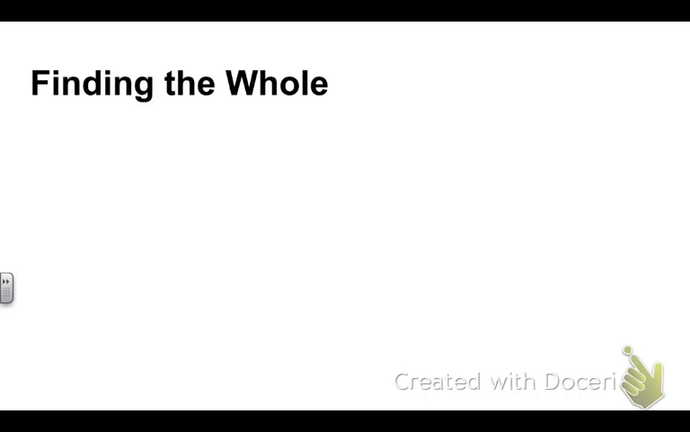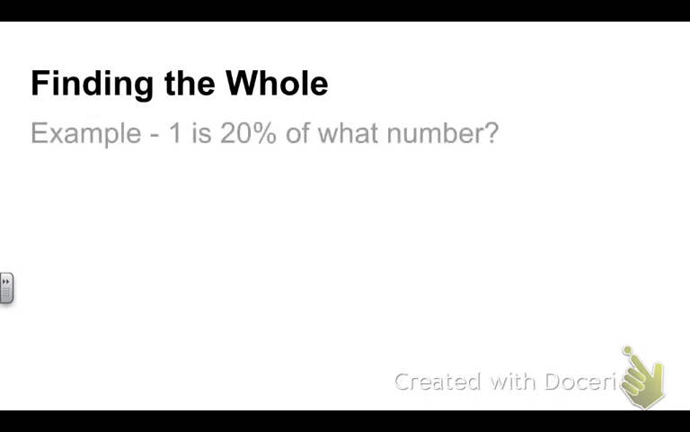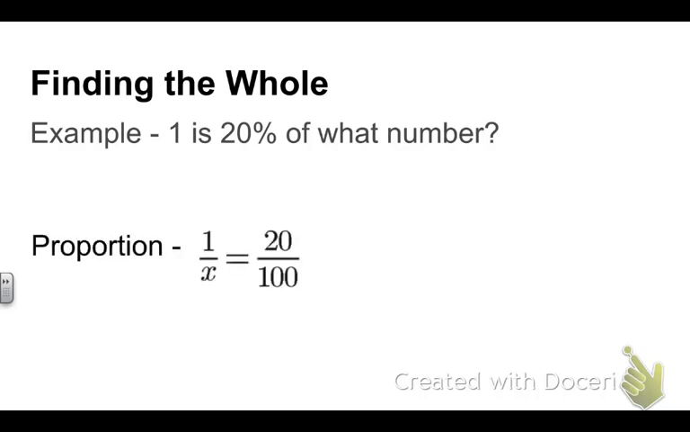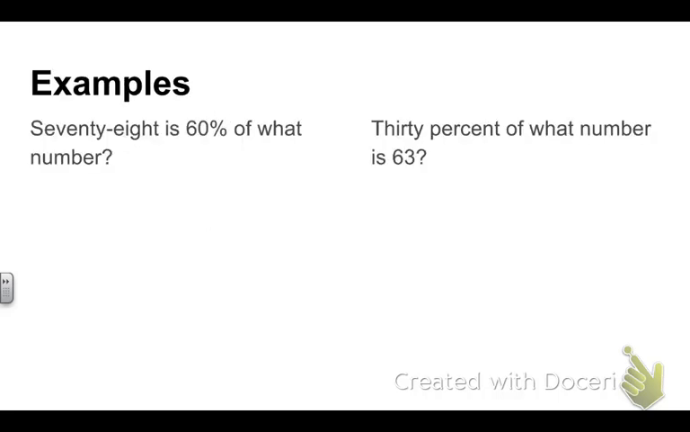Okay, and our last one is when you need to find the whole. Example questions would be: 1 is 20% of what number? And the proportion would be 1 over x is equal to 20 over 100. So some examples I want to do with you here. 78 is 60% of what number? These might be the easiest ones for you to see.